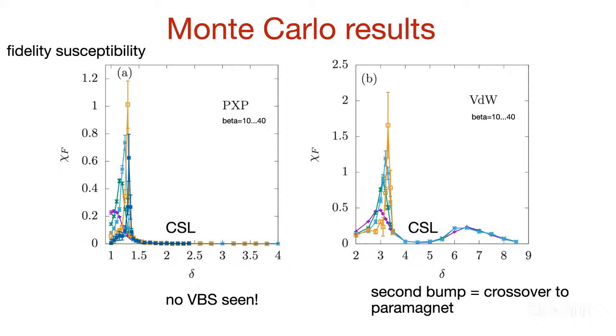So what we look at is a finite temperature generalization of the fidelity susceptibility, and indeed you see some peak around 1.4. So there is a regime that is trivial here, and there is a regime that is different that I label here as classical spin liquid. CSL is not chiral, but here stands for classical.